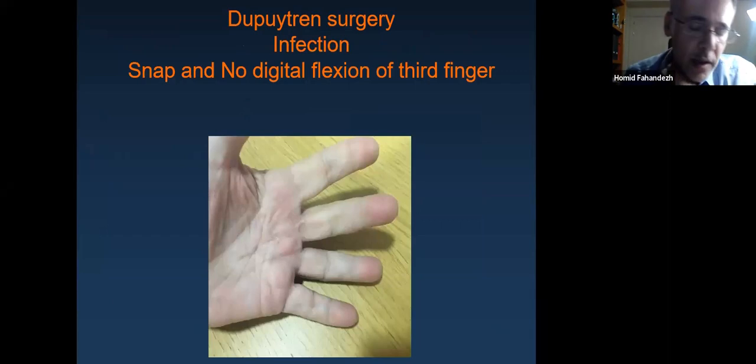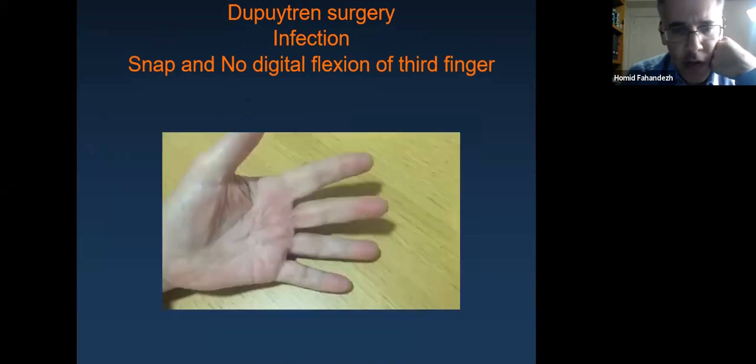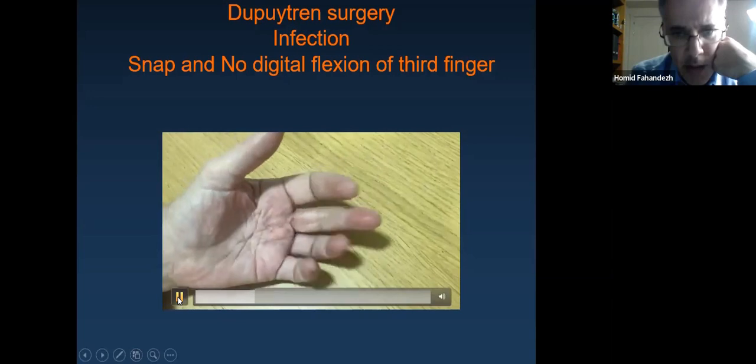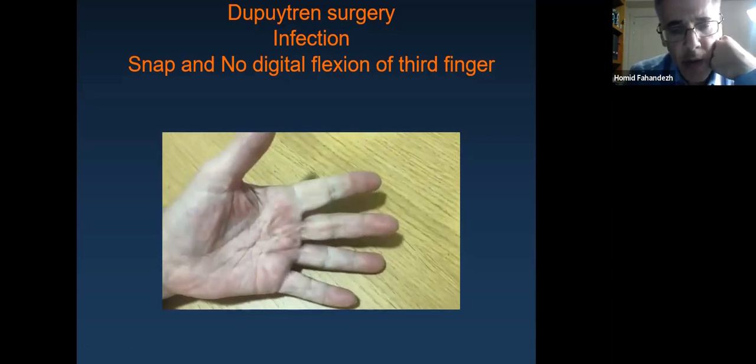Another case of Dupuytren disease. This patient was a lady who had a selective fasciectomy. She had one infection, and while she was in the hospital taking antibiotics, she felt one snap. She came 18 months later to my office, and this was the situation. The patient couldn't bend and couldn't do a full flexion of the third finger.